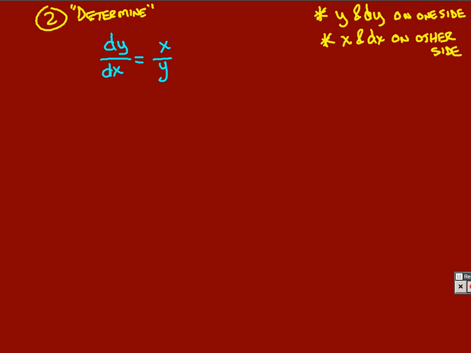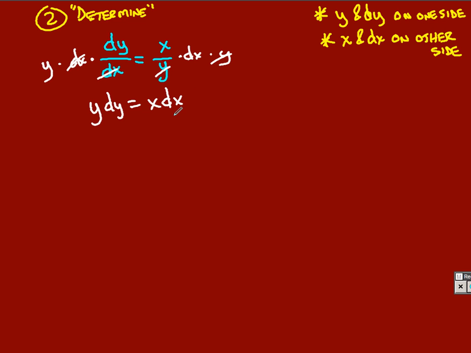Now, the other possibility is to determine. And our steps are as follows. We need to get both dy and y on the same side, dx and x on the same side of the equation. So the easiest way in most of these is first you need to multiply by dx on both sides to get that dx out of the bottom, and then whatever we need to do to get y to the other side, which in this case would be multiplying by y on both sides. So if those cancel out, I get y times dy equals x times dx.